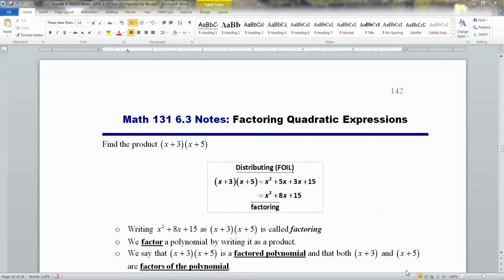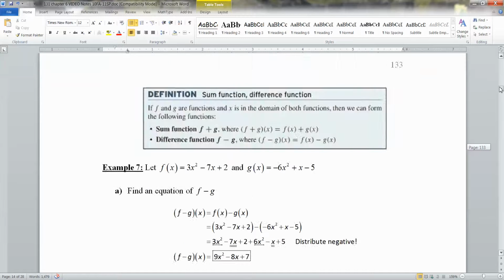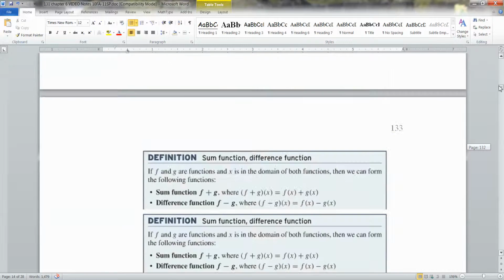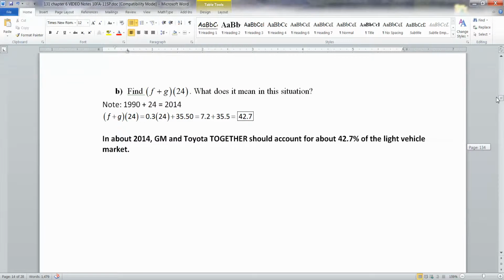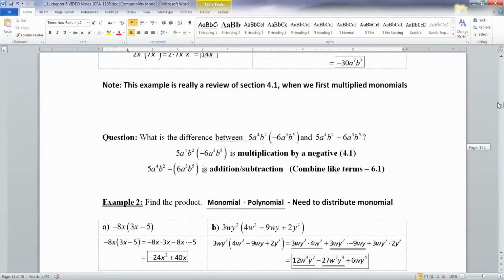So I wanted to quickly recap where we are and what we've done so far in Chapter 6. 6.1 was a whole bunch of definitions and then some practice with adding like terms, subtracting functions, subtracting polynomials, a little practice with substitution and some graphing. 6.2 was multiplying, lots of multiplying, which you might have heard mentioned as FOIL.